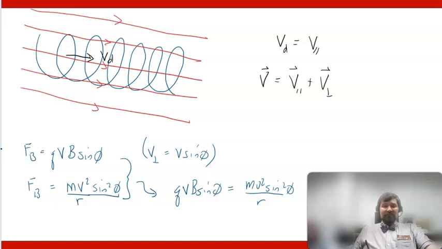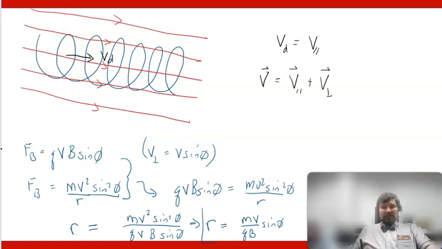And so you can solve these for the radius of curvature for the circle, and what you get is that r is equal to m times v squared times sine squared phi divided by q times v times b times sine phi. And if you simplify your terms by canceling stuff that's common to top and bottom, you get r is equal to mv over qb sine phi. And that's your radius of curvature for the motion.